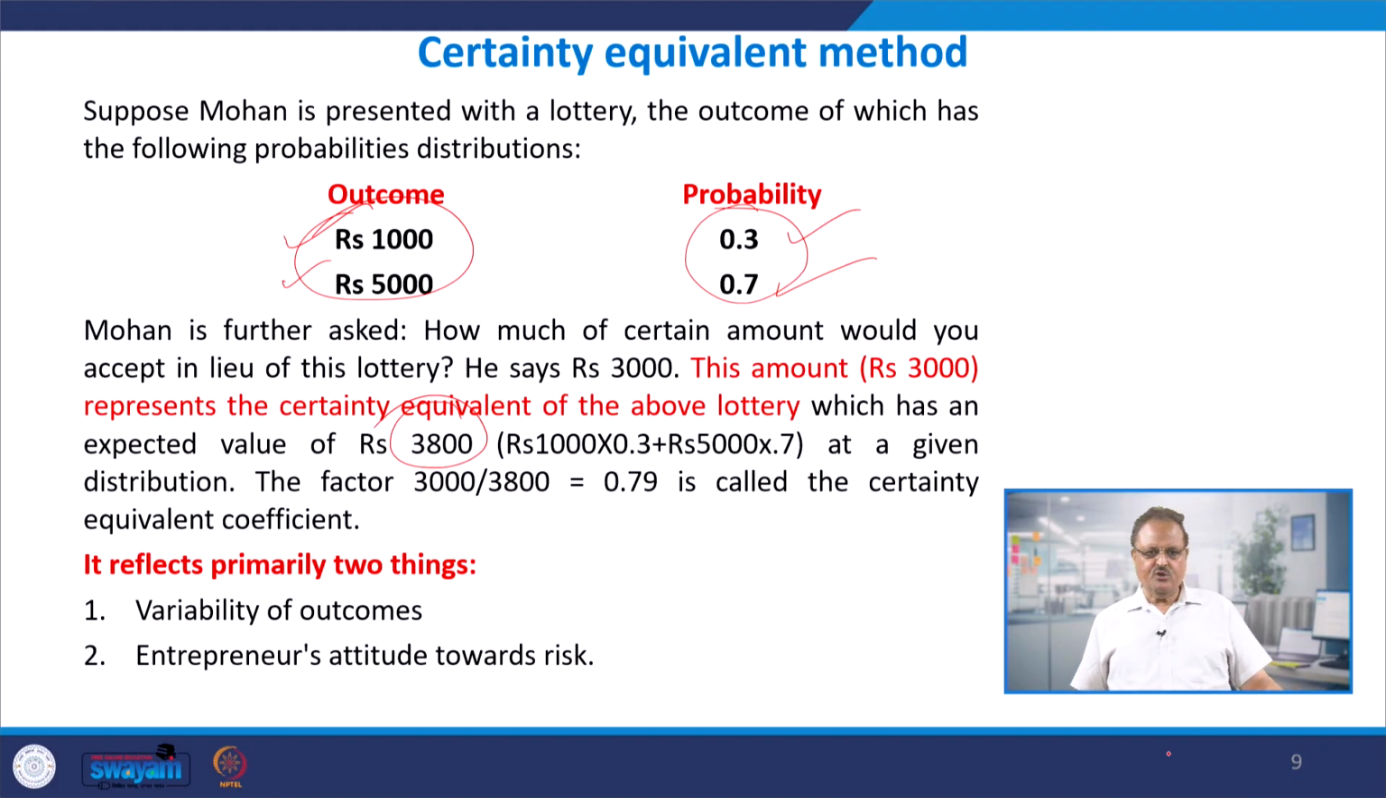If you want to be sure that I should get a minimum of the prize money in all cases, what would be that amount? So he would say that I would be happy, I would be satisfied if I am getting 3000 rupees, and in that case I can forget this 5000 also, I can forget this 1000 also, and I can forget this 3800 also.